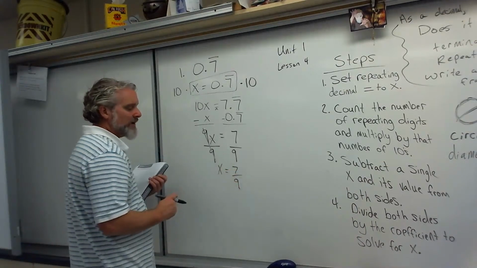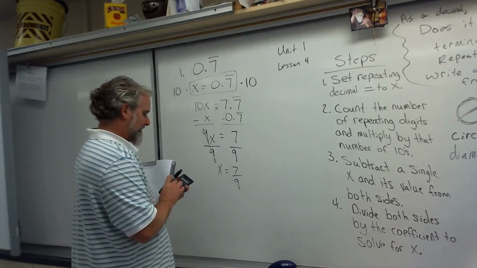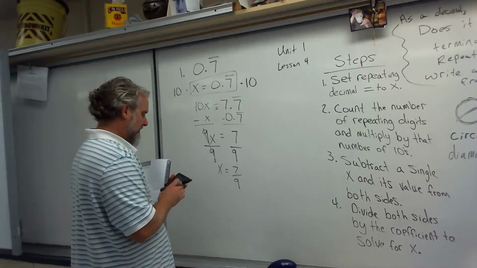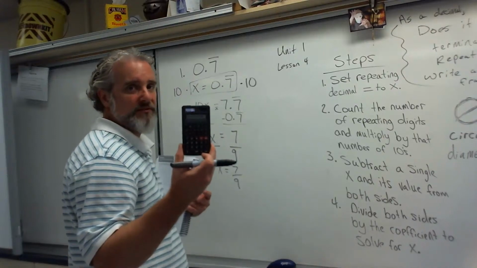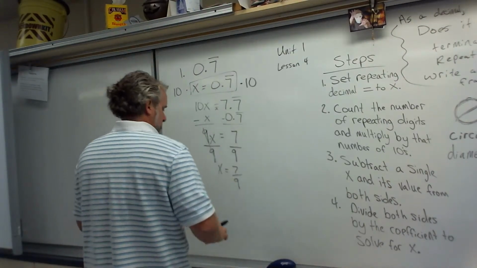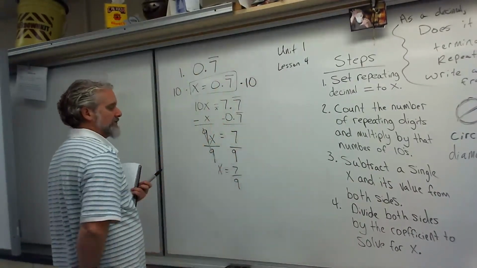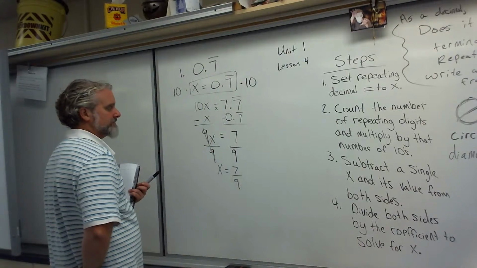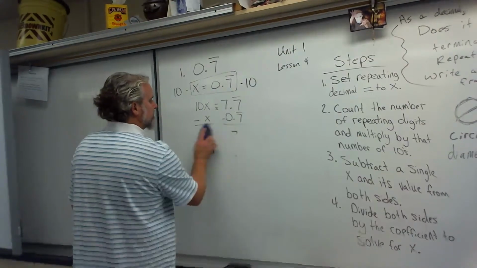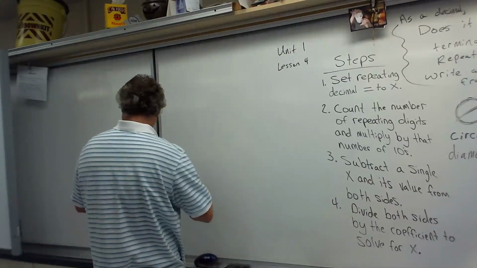And if I test that out on my calculator, I go 7 divided by 9, and I get 0.7 repeating over and over and over. So that's problem number 1. I'll give you a second to look at it. Always feel free to hit pause when you're reviewing these videos.